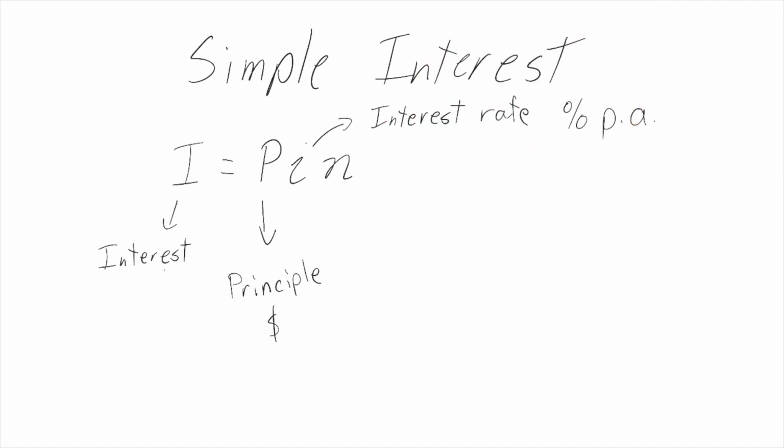Our last variable that we have in this formula is this one here. This is our N, and this is basically our time, and more often than not, it is expressed in years. So from here, pause the video, make sure you get all of these written down, as well as the little arrows that go towards the meanings.